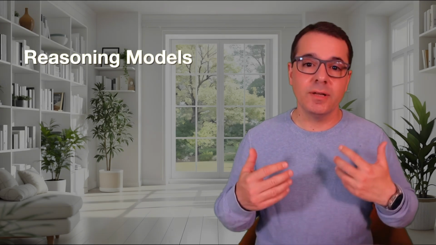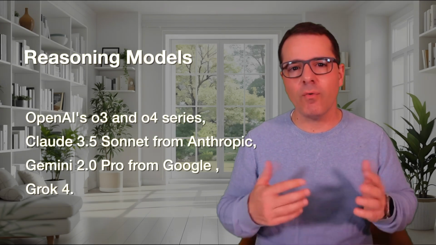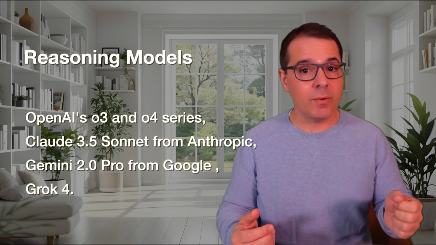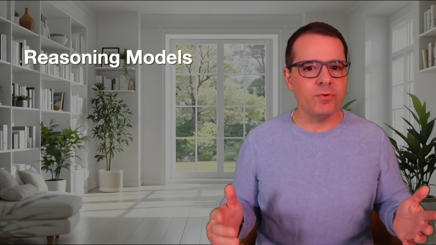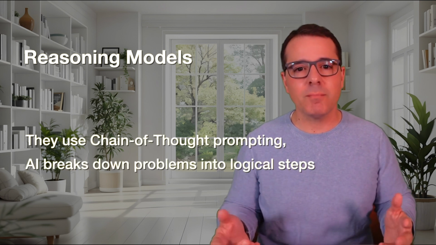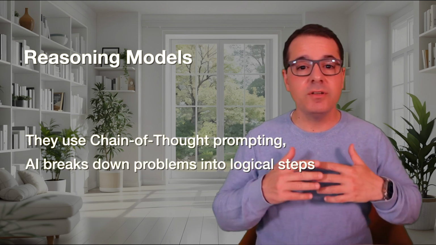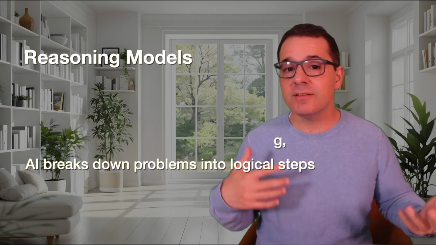When you need more than a quick answer, reasoning models step up. These include OpenAI's o3 and o4 series, Claude Sonnet from Anthropic, Gemini 2.5 Pro from Google, and Grok 4. But what makes them special? They use chain of thought prompting, where the AI breaks down problems into logical steps, just like human reasoning.